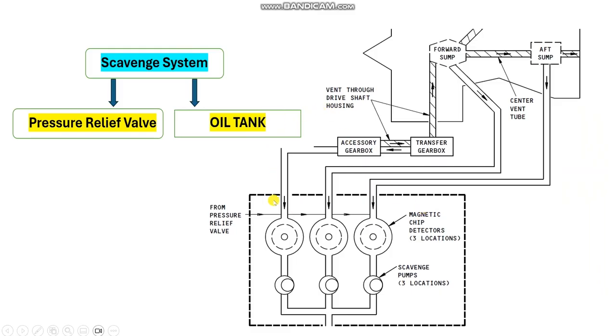Look here, this is the lubrication unit. These are the three magnetic chip detectors. Here, the scavenge pumps, three scavenge pumps. Look here, return, return, return, this is scavenge. Look here, this is the sump, the bearing, and this is the gearbox. Look here, the scavenge system goes to the pressure relief valve and goes to the oil tank.